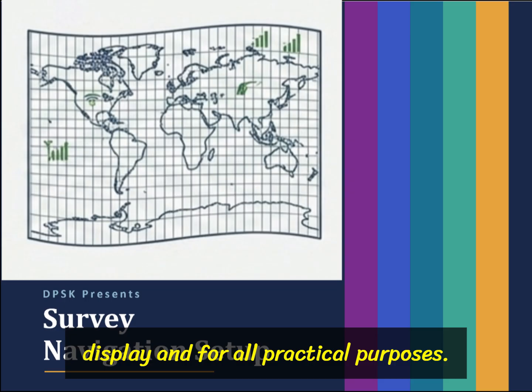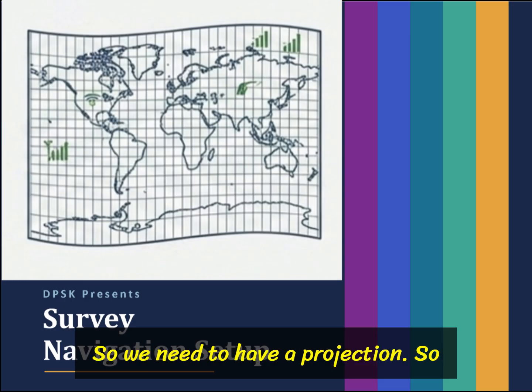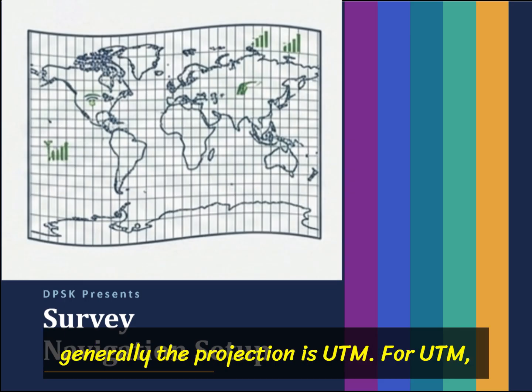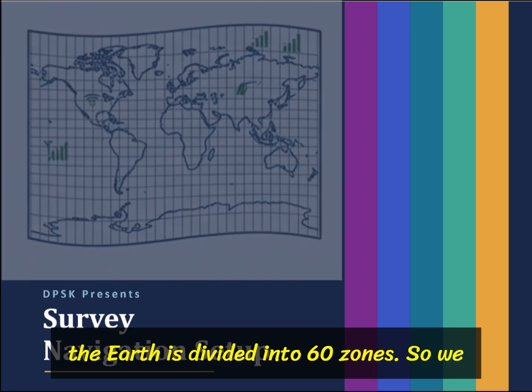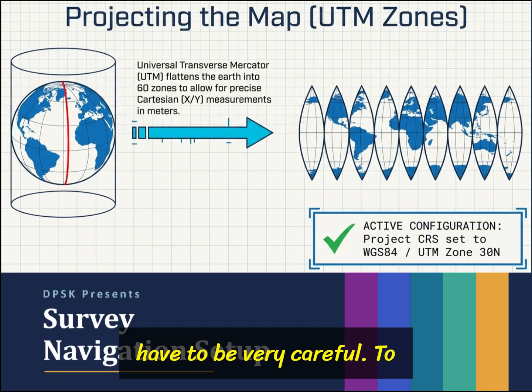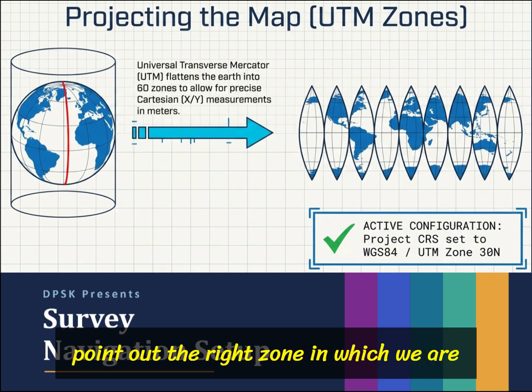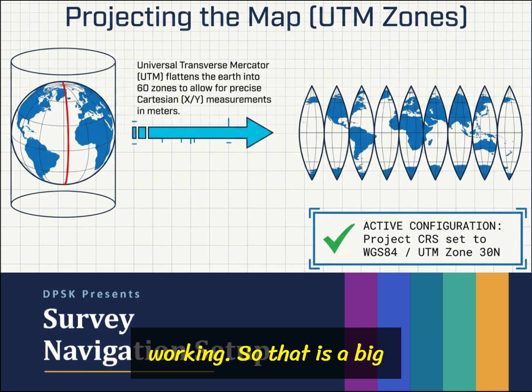And for all practical purposes, we need to have a projection. So generally the projection is UTM. For UTM, the Earth is divided into 60 zones, so we have to be very careful to point out the right zone in which we are working. So that is a big consideration here.